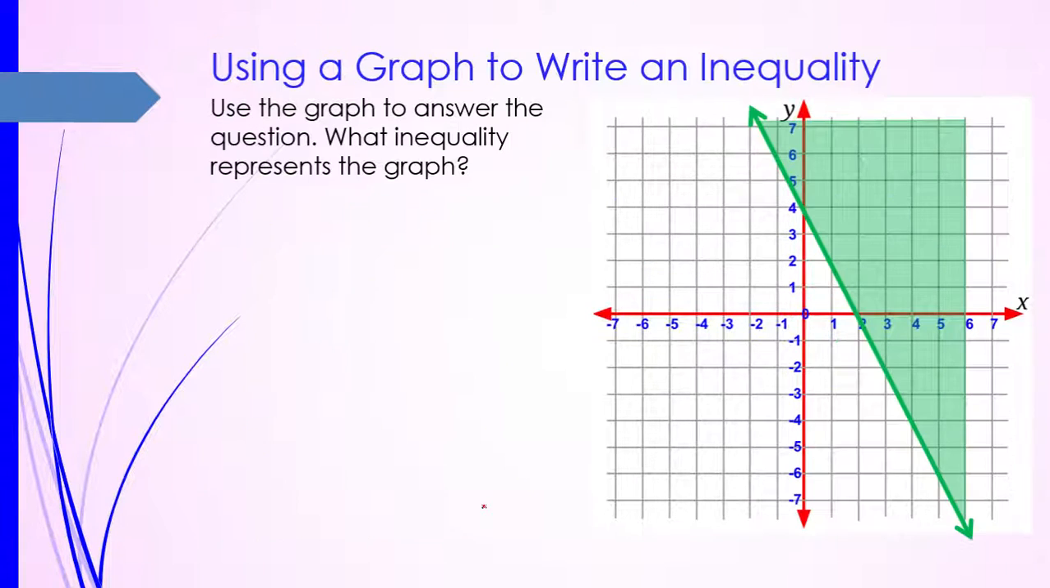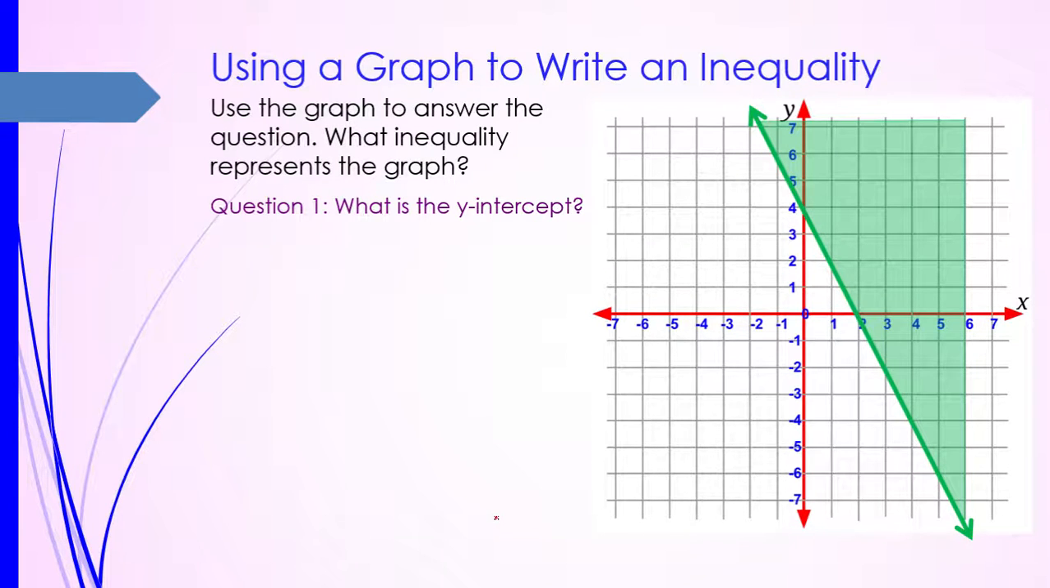So now, we're going to do the opposite. This time, we're given a graph. Now we need to find the inequality that represents that graph. So here are some questions you must ask yourselves. 1. What is the y-intercept? Because you need that in order to write an inequality.